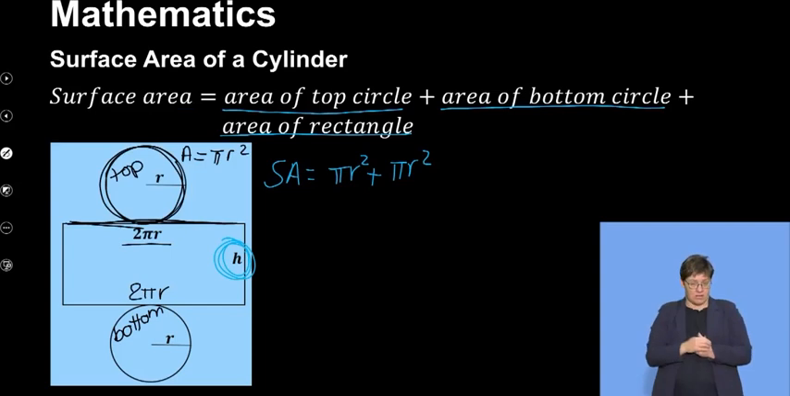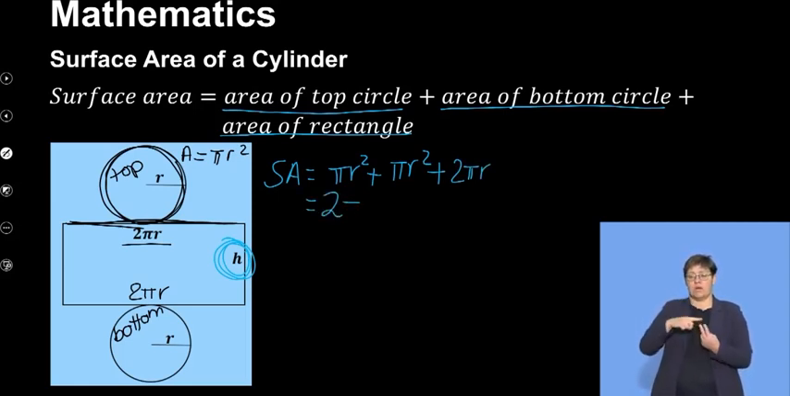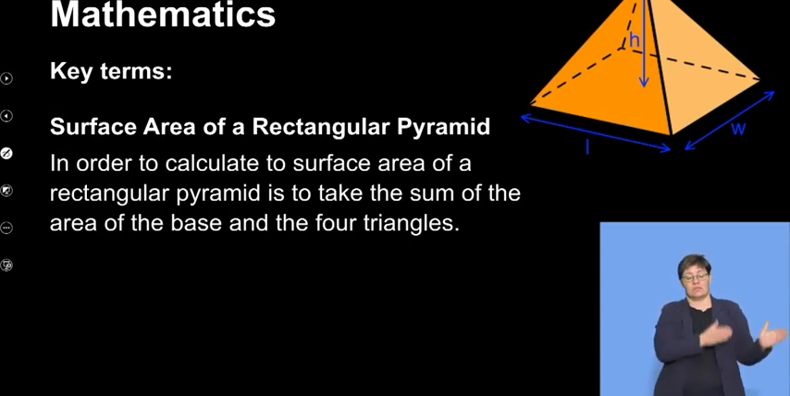Cool. So it's pi r squared plus pi r squared plus 2 pi r times the height, and I can simplify that a bit neatly, and that will become 2 pi r squared plus 2 pi r h. And that is how I find the surface area of a cylinder. Let's go to the next slide. Cool, everybody. So let's now look at the surface area of a rectangular pyramid. Please keep in mind that I know that the base of this pyramid is a rectangle itself.